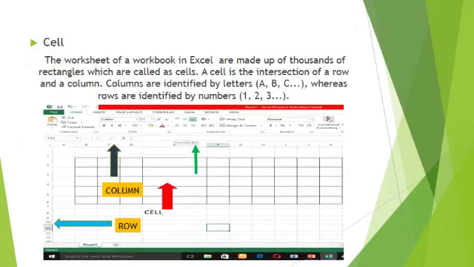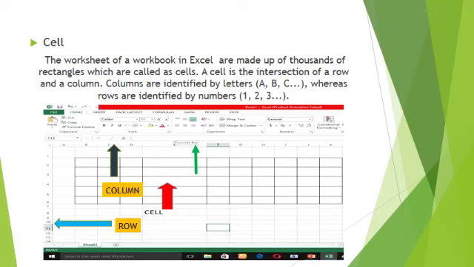Next is cell. A cell is the basic unit of a worksheet. It's a rectangular box that occurs at the intersection of a column and a row in the worksheet. Each cell in a worksheet can contain text, numbers, or formulas.